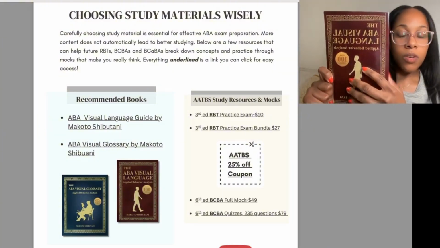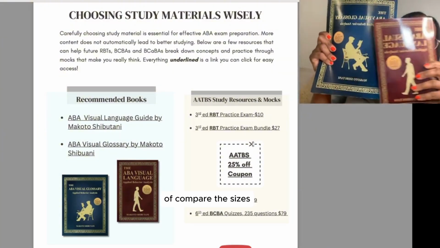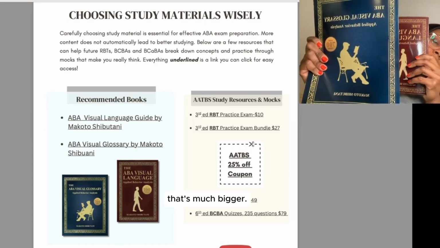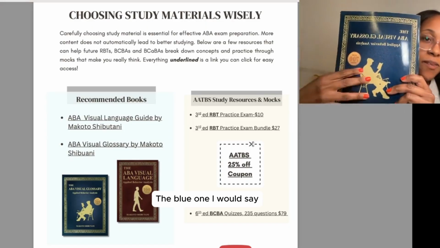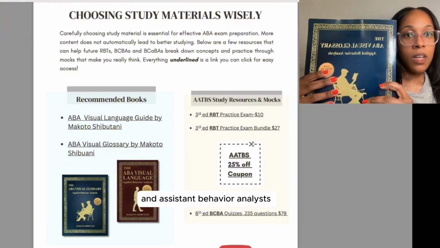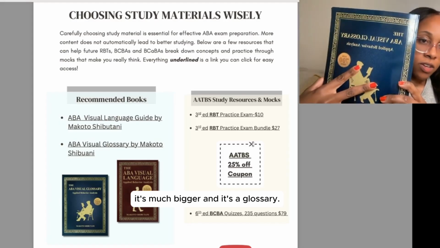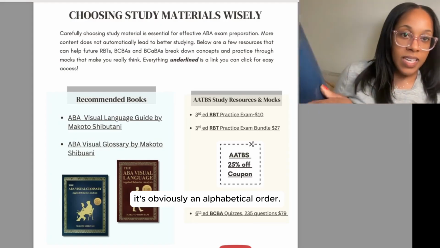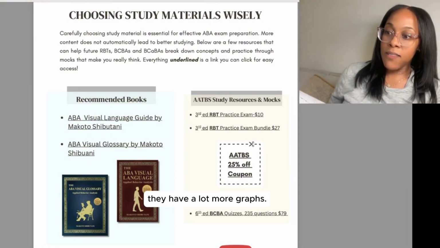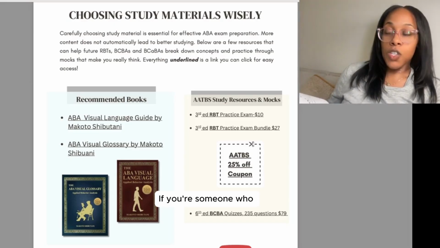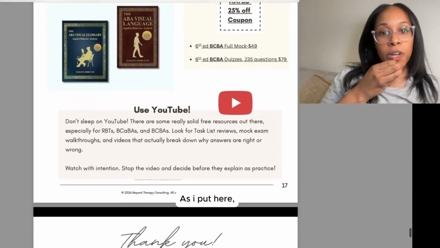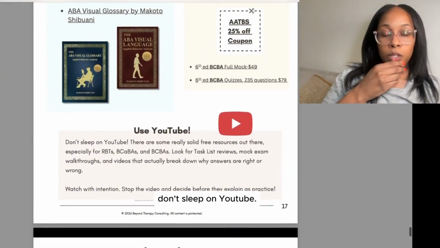It's like an intro. Now this one, you can compare the sizes. This is the brown one. This is the blue one that's much bigger. The blue one is much better for behavior analysts and an assistant behavior analyst to be. It's much bigger and it's a glossary, so you don't have to flip through. It's obviously in alphabetical order. But what I really love about the glossary is they have a lot more graphs. So if you're someone who struggles with section D of the task list, and as I put here, don't sleep on YouTube.